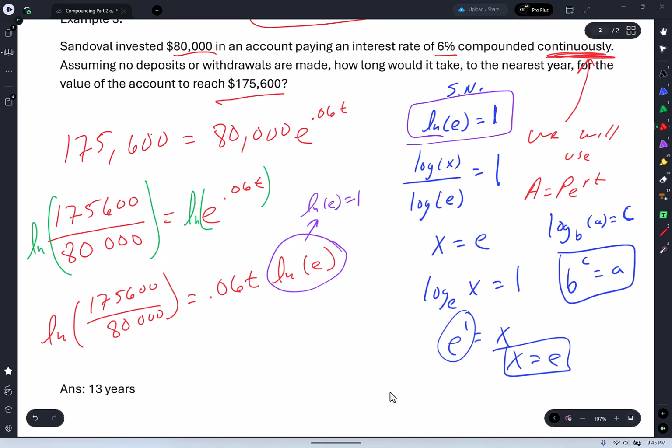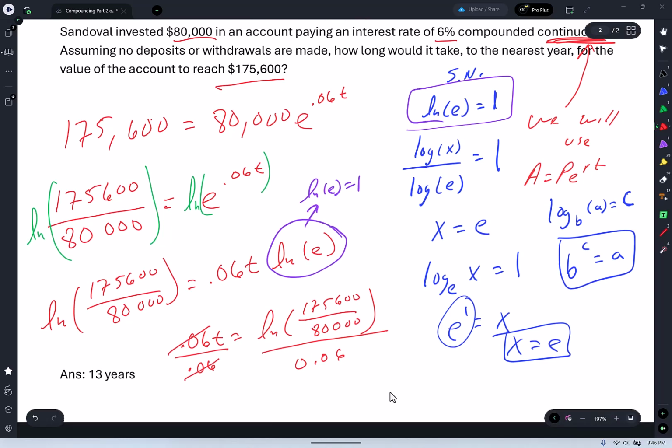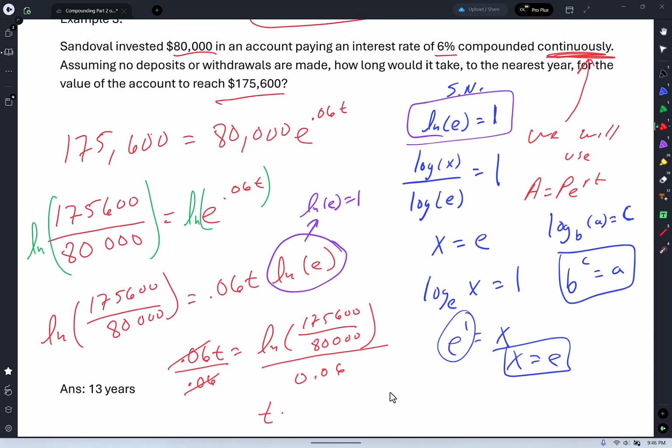So you just have this. You just have, I'm going to write it again, guys. 0.06t equals ln of 175,600 over 80,000. So now to get rid of the 0.06, you just divide. And I know some of you guys are saying multiply by the reciprocal. It's the same thing, guys. So t equals, and I'm going to type all this into my calculator.